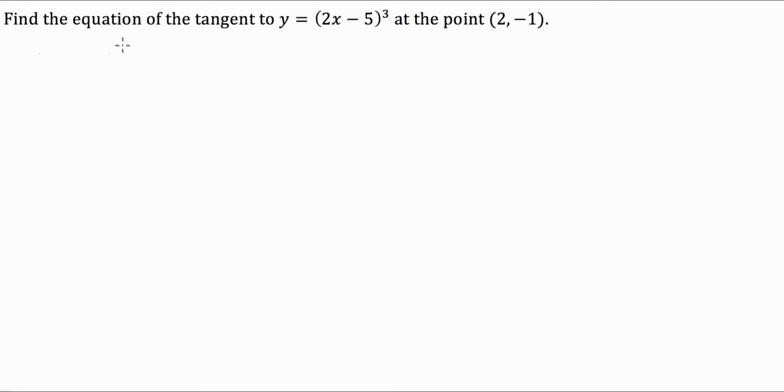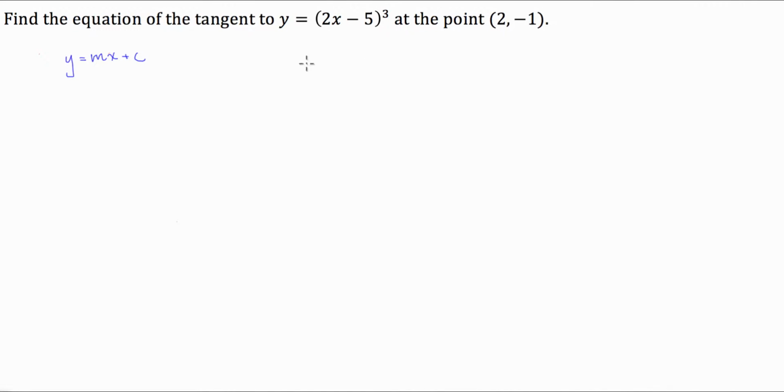Now, a tangent line to a function is a linear function which shares the same gradient as the function at a particular point. So the equation of the tangent line, because it's linear, is going to take the form mx plus c, with m being the gradient of the linear function and c being its y-intercept.